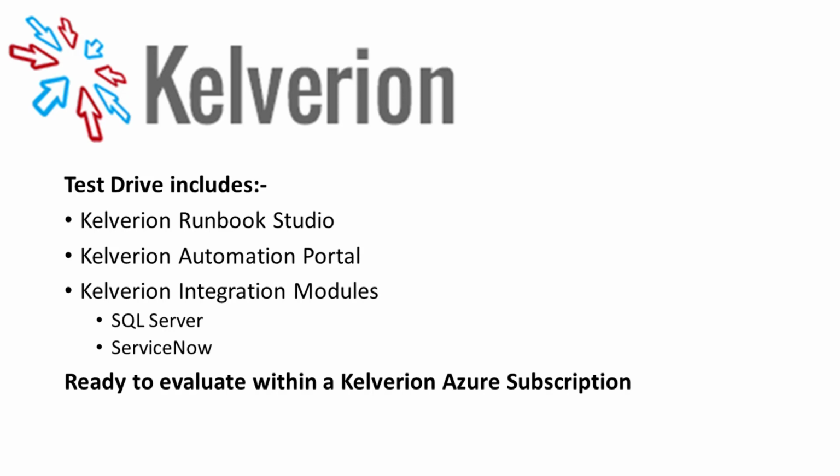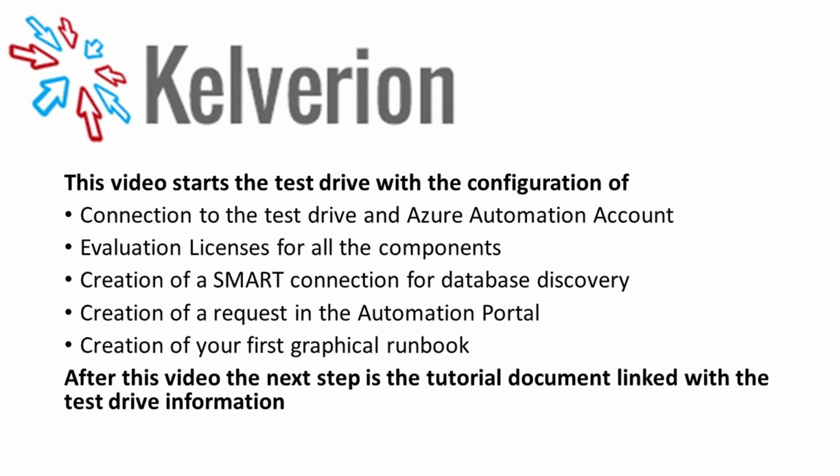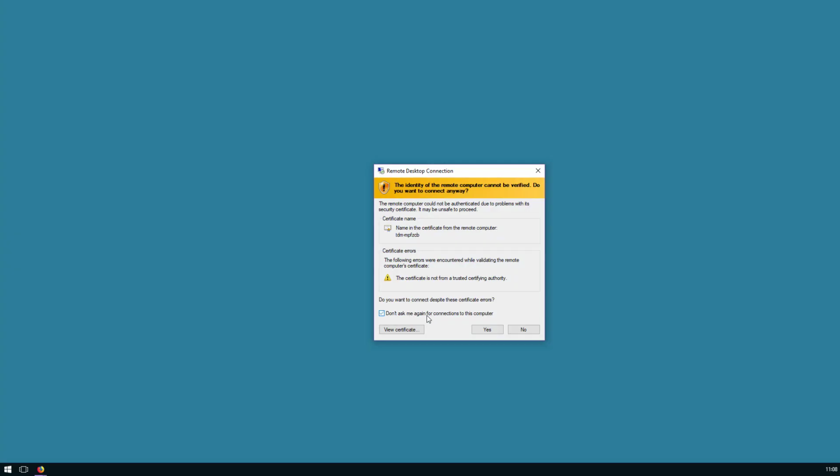So what does this video show you? The video is going to show you how to configure the connections to the test drive and the Azure Automation account. It's going to show you how to apply the evaluation licenses, create smart connections, and create your first runbook. Okay, so let's configure our test drive for its first use.